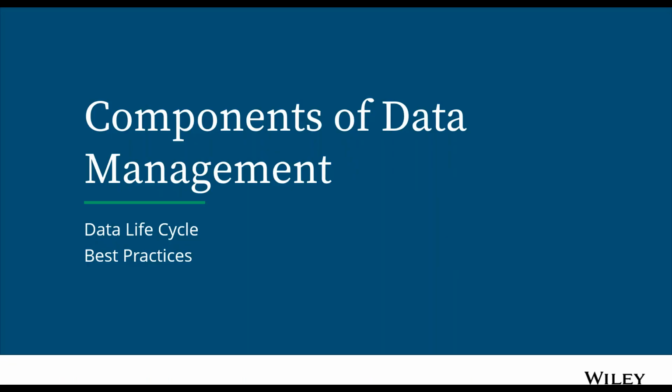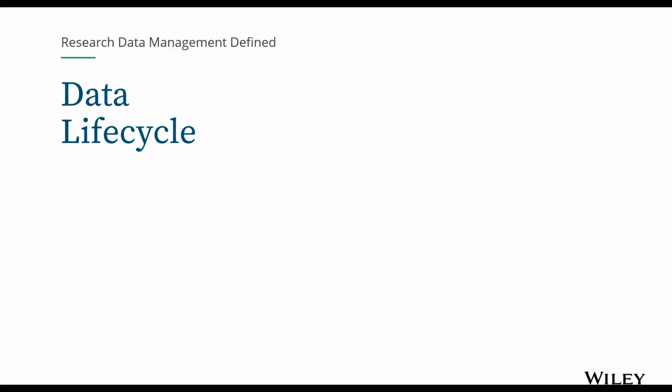So let's go into the components of data management. And we're going to start with what is called the data life cycle. So the data life cycle starts with a plan. The plan is a description of the data that you will be collecting and how that data will be managed and made accessible throughout its lifetime.